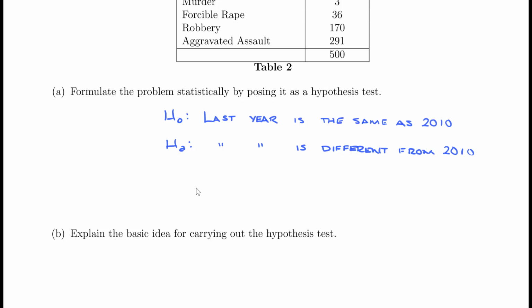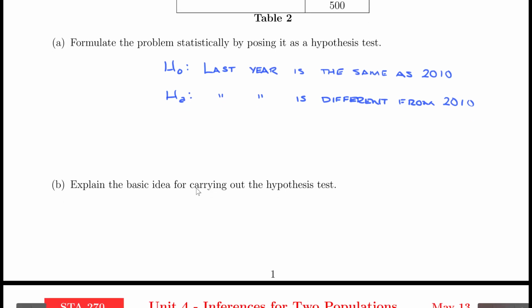With the basic idea for carrying out this test, what we're looking at is the expected frequencies compared to the observed frequencies. If the observed and expected frequencies do match up fairly well, then we're not going to reject the null hypothesis, and that's where our chi-squared value is going to come into play. If they do differ enough, then our chi-squared value is going to indicate to us that we need to reject the null hypothesis.